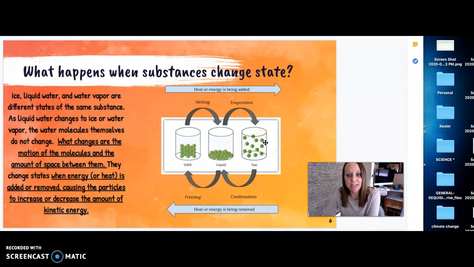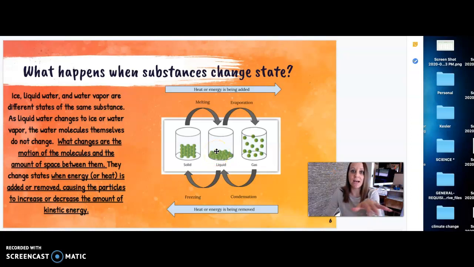Now the same thing can happen when energy or heat is removed, or it gets colder. When we have a gas form of water, we call that water vapor. As we remove heat, as the temperature drops, eventually it turns into a liquid, and we call this condensation. You've probably seen condensation on your windows or car windows, a lot of times in the summer early in the morning. Sometimes we call it dew. That's just water vapor in the air that cools down enough that it turns into a liquid.